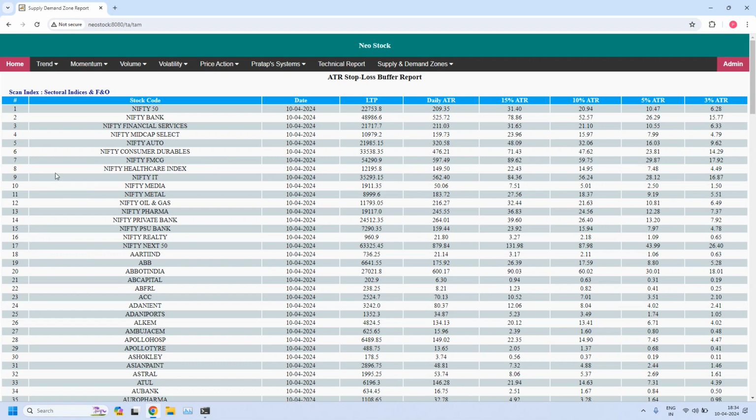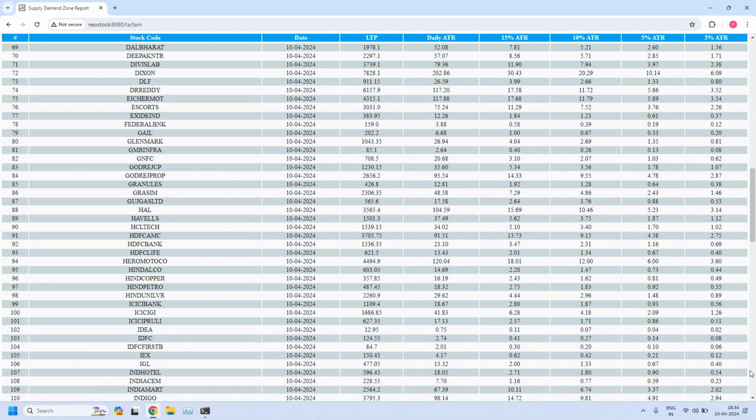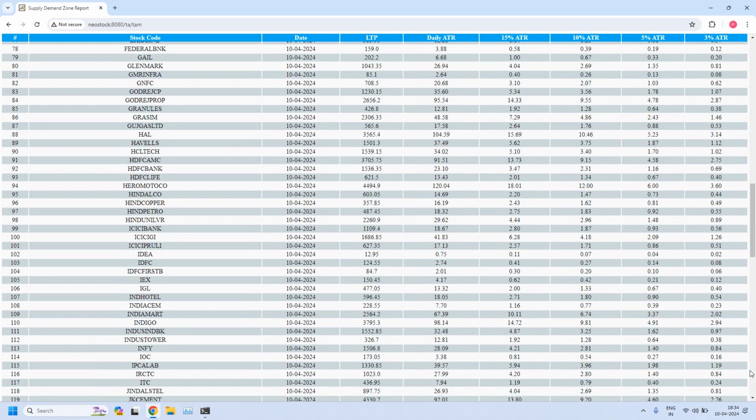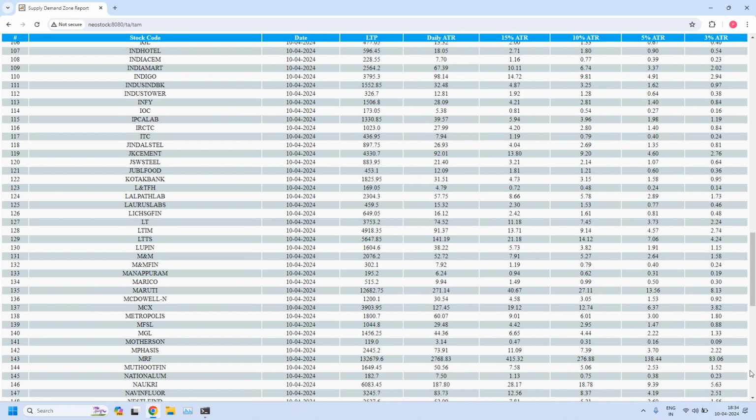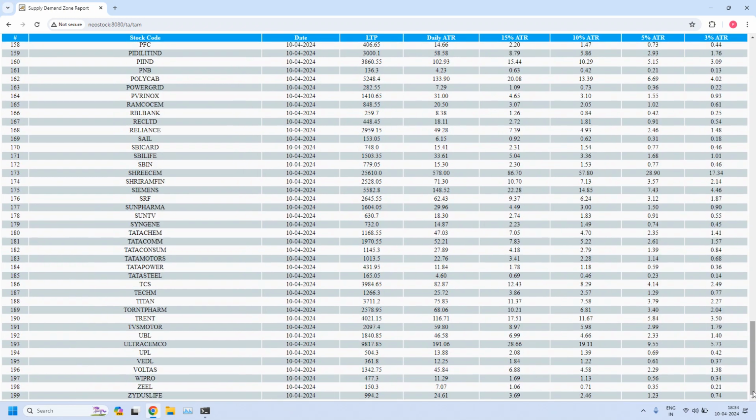The first 17 in this list are indices, sectorial indices, and all the remaining are equity stocks listed in the F&O segment. So what I will do is keep on scrolling this list down. If you have any of the stock you want to refer, just pause the video. You can study and proceed further. I am scrolling down. So this is the complete information.